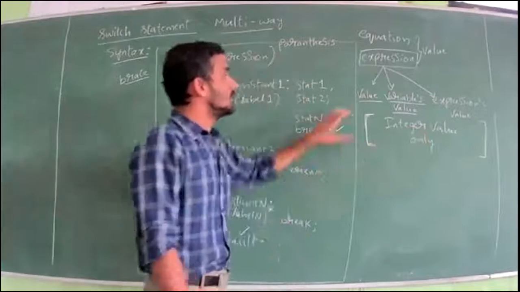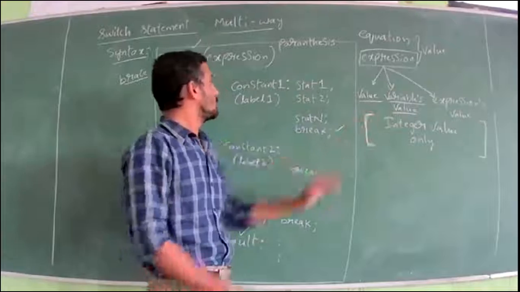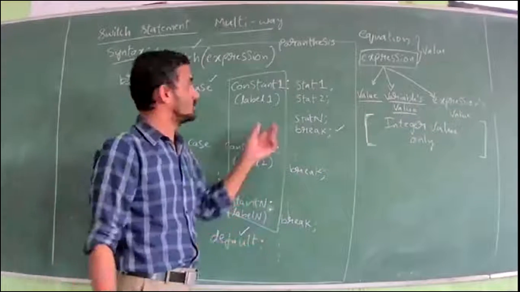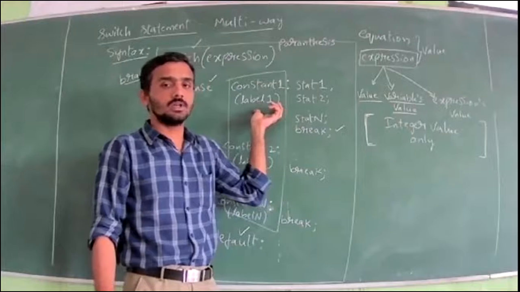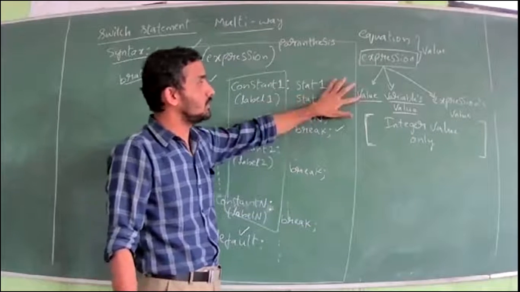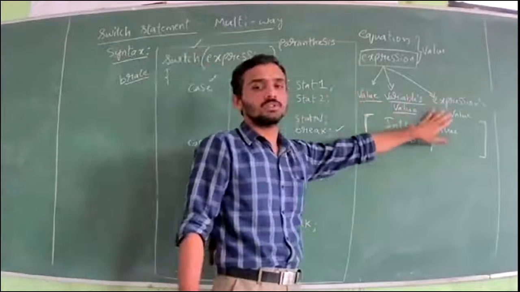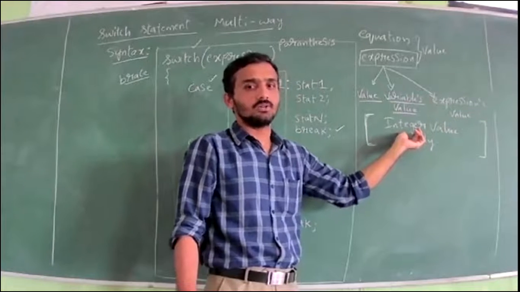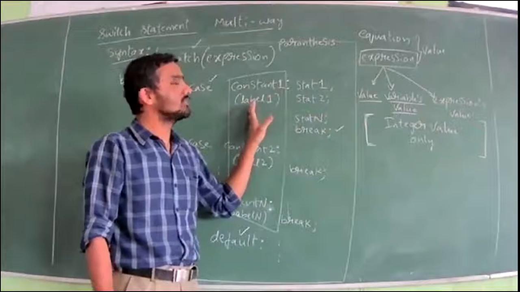And the same concept is applied for constants also. Constants or labels. So a constant should be an integer value only. So if you are taking a direct value or variable value or expression value, in all the cases, finally it should result in an integer value. So the working of this switch statement we will see in the next class.